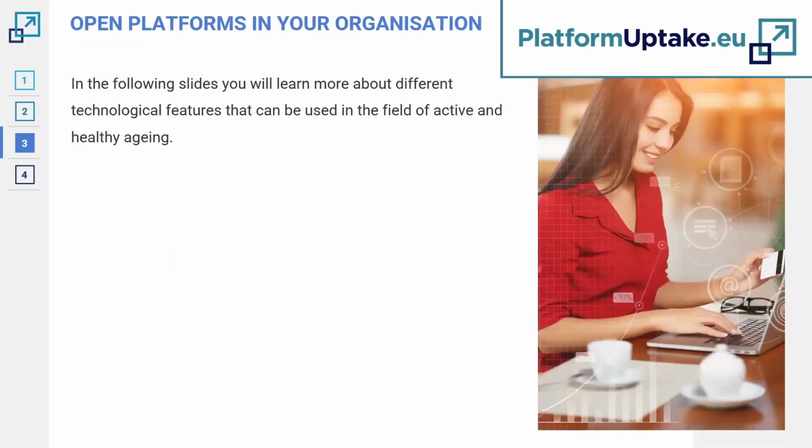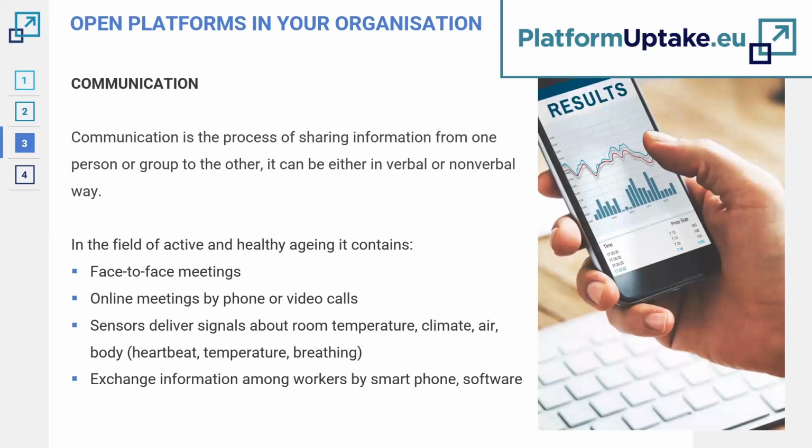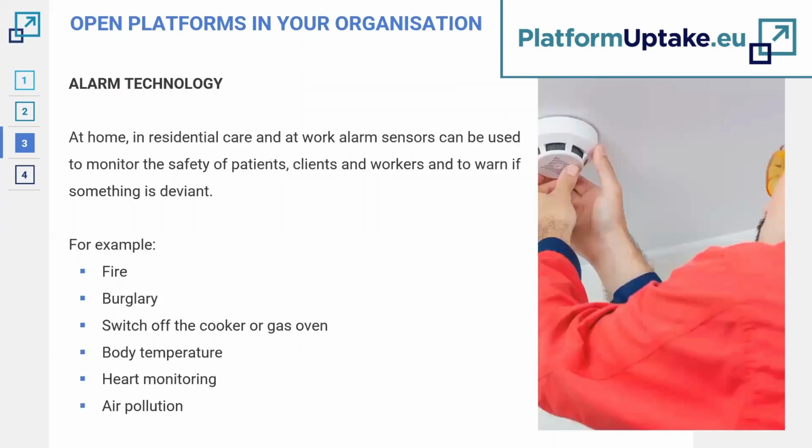And then we focus on the open platforms in your organization. The learners will learn which applications are available there. And we just go through it. These are just examples, for instance, of communication. You can use technology for communication, for face-to-face meetings, or online meetings, or to exchange information. You can use technology for alarms, against fire, burglaries, body temperature, heart monitoring, of course.